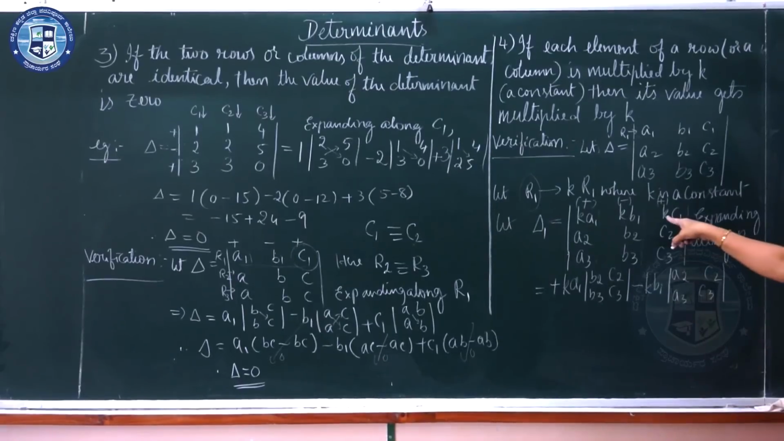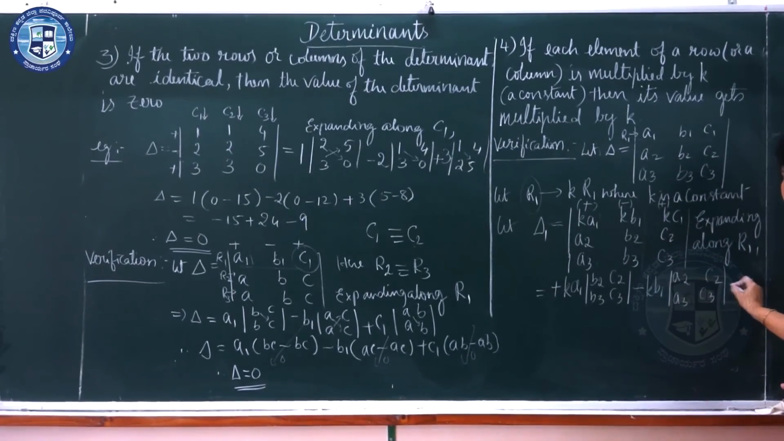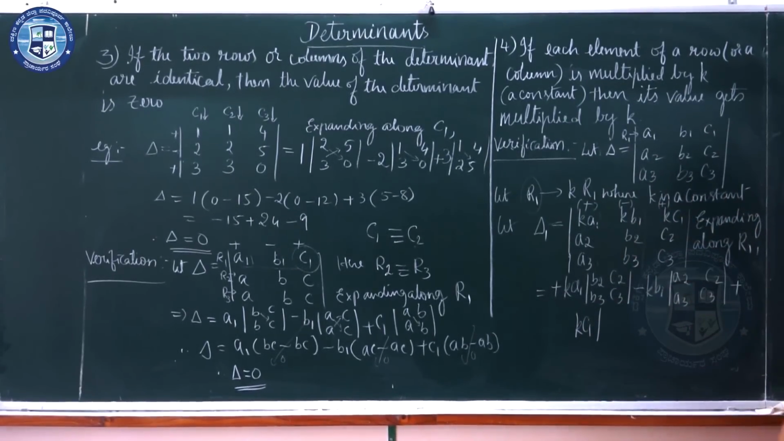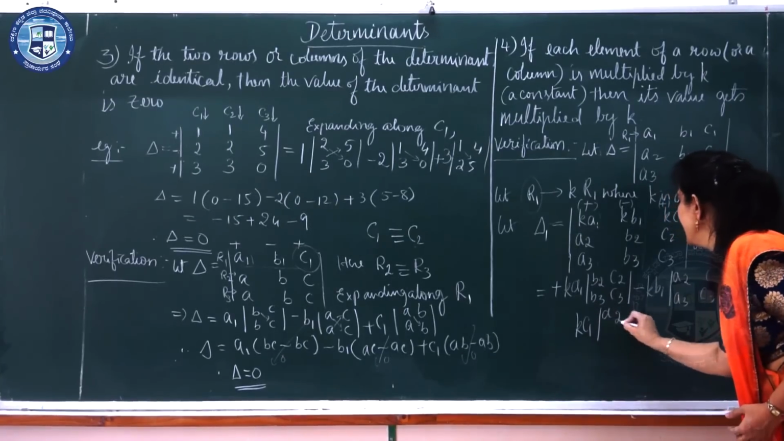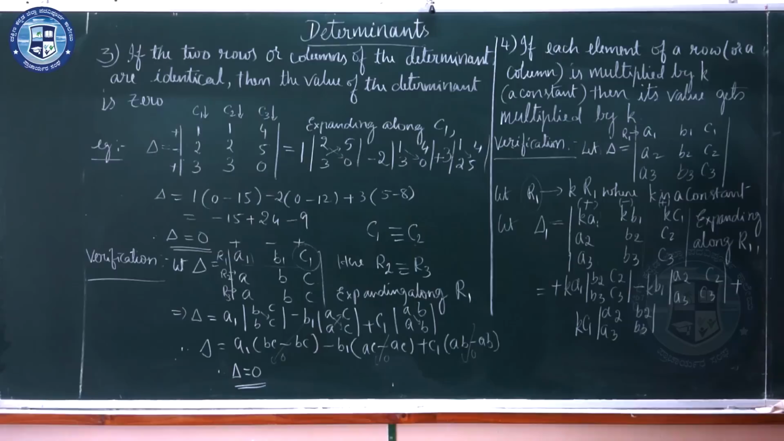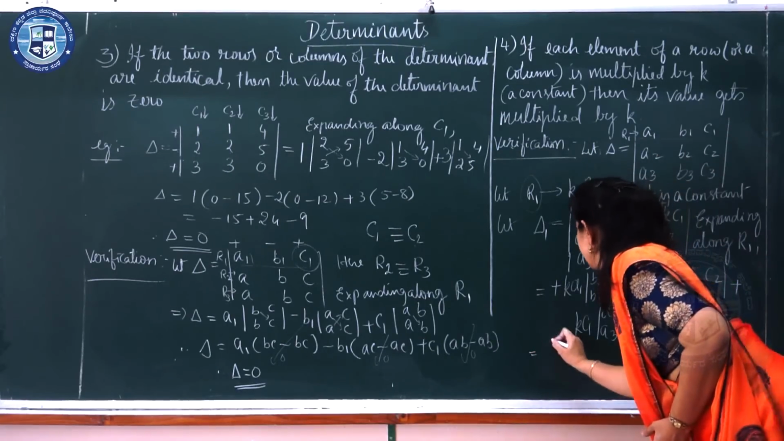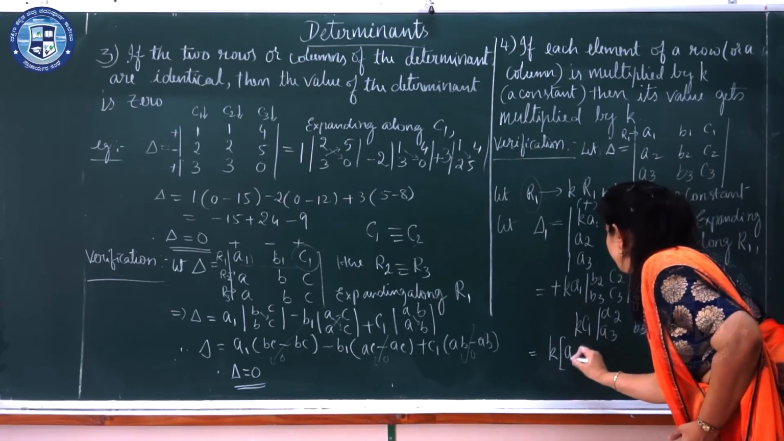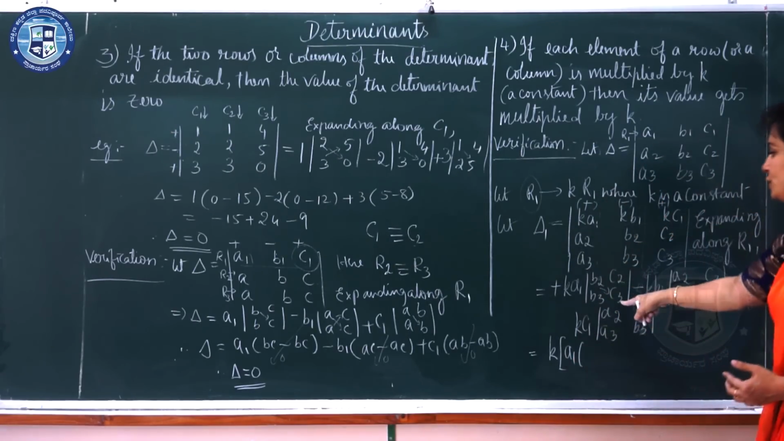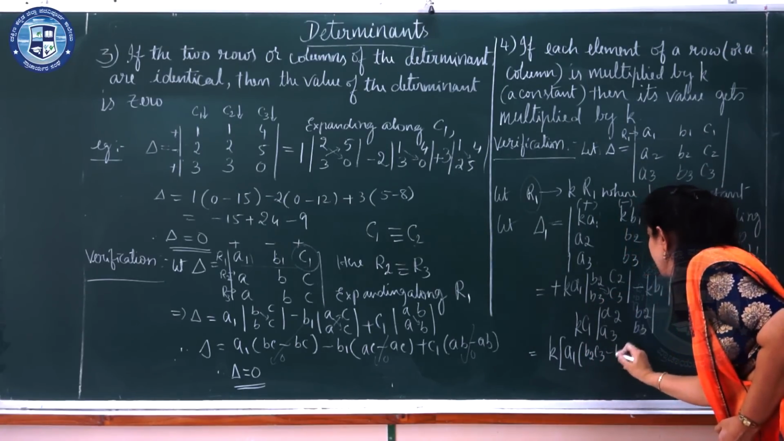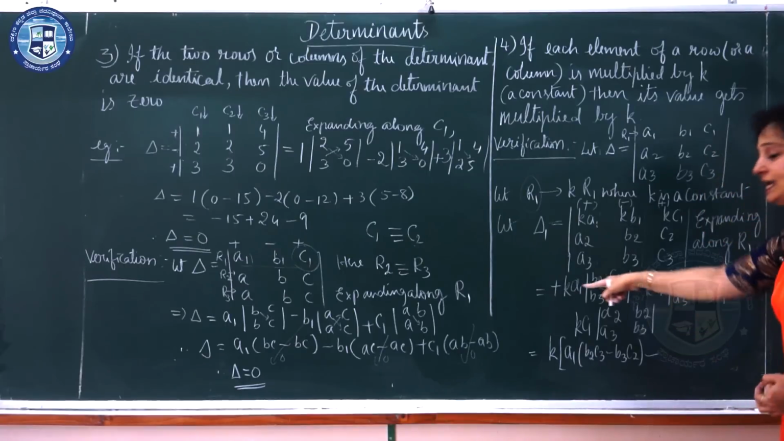And the third element here, plus KC1 into, delete the first row and third column, we get the remaining elements A2, B2, A3, B3. So here you can observe K is common in each term. So it can be written as K is taken out, K into A1, cross multiply, B2 C3 minus B3 C2, minus this K is taken out.